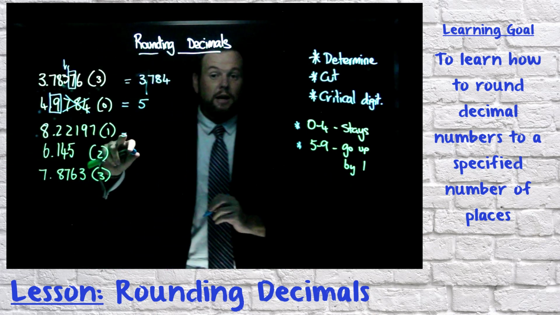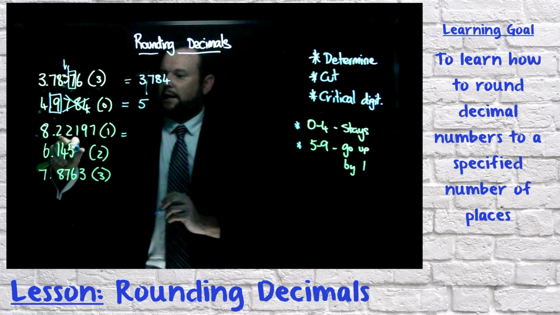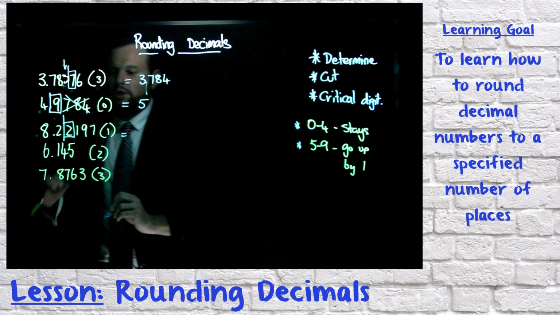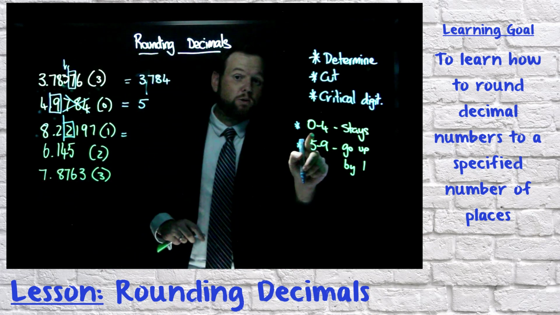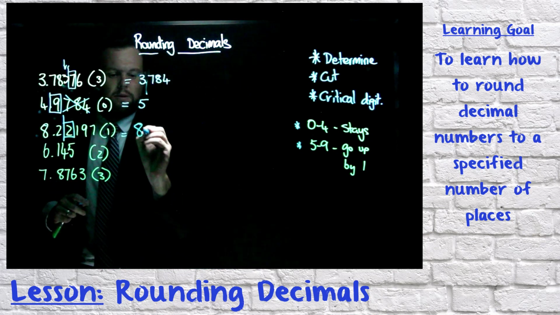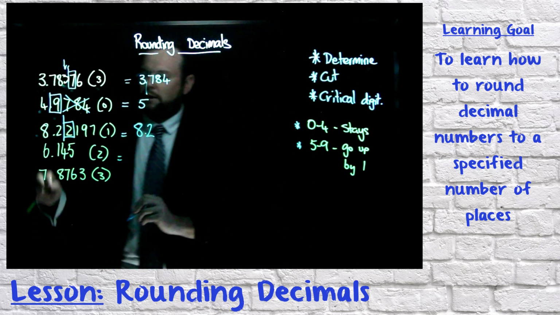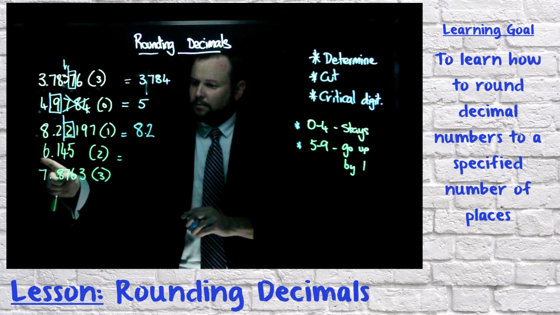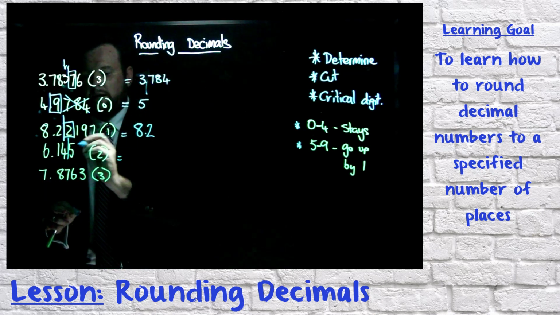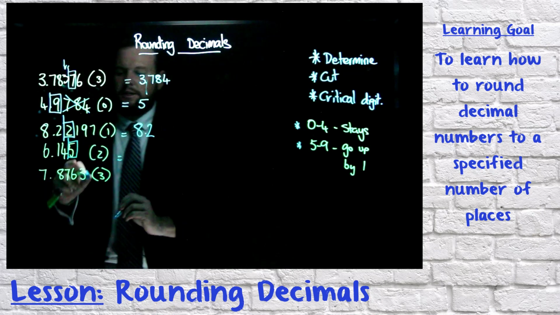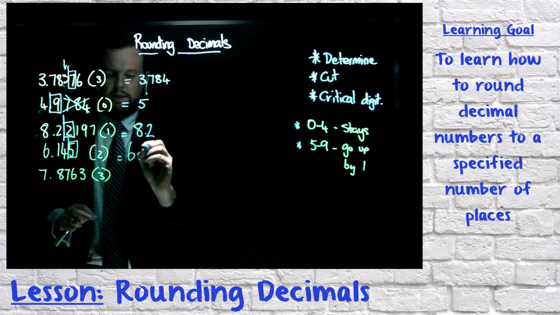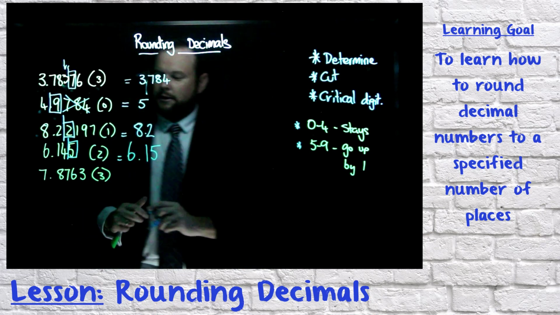Here, I need to round to 1 decimal place. So I count 1, cut my line, look at my critical digit. My critical digit is a 2. So it's between 0 and 4. So that means that my number on the left is going to stay the same. So that means it's 8.2. This one here, we're rounding to 2 decimal places. So I count 1, 2 decimal places, cut my line, my critical digit is the 5. So that means it's going to go up by 1 on the left. So my answer is 6.15.